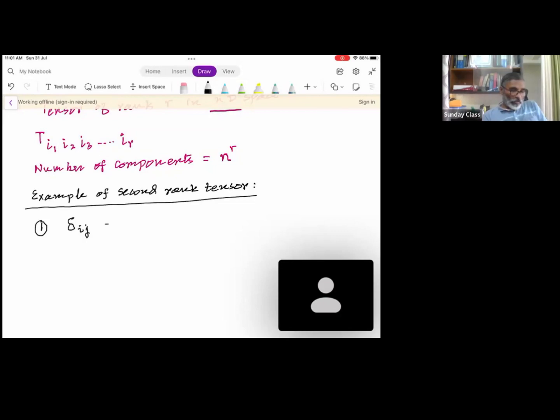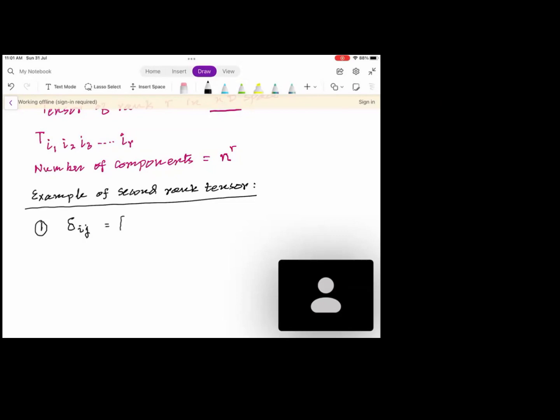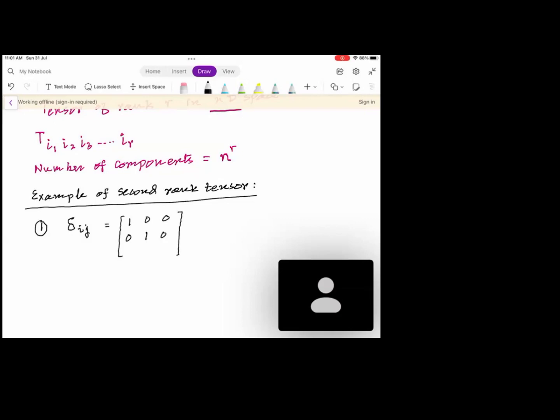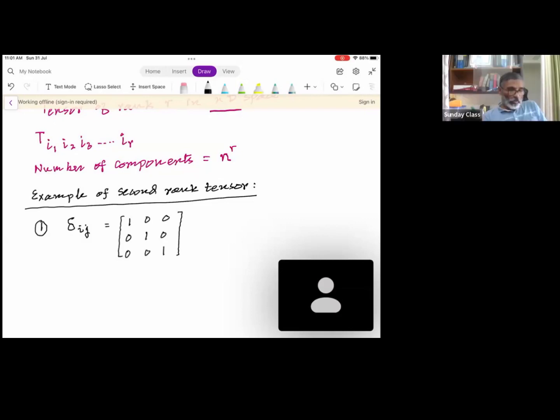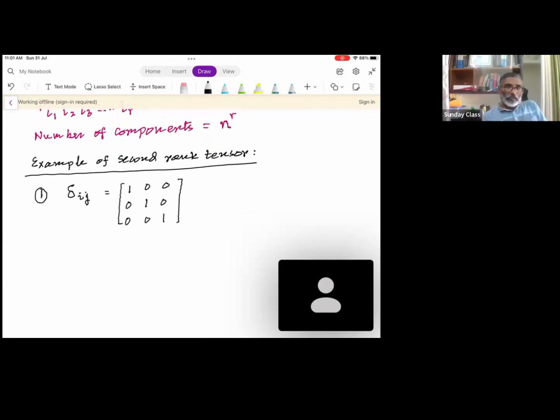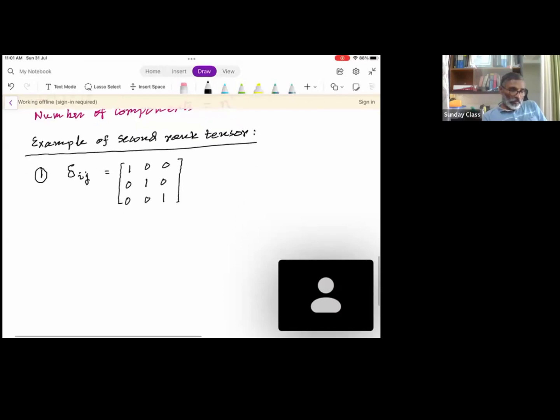What are the components of this in 3 dimensions, for example? With 1, 0, 0, 0, 1, 0, 0, 0, 1. Correct? When i is equal to j, it is 1, otherwise it is 0. So this is a very simple example of a second rank tensor. What is this called? This is called Kronecker delta.